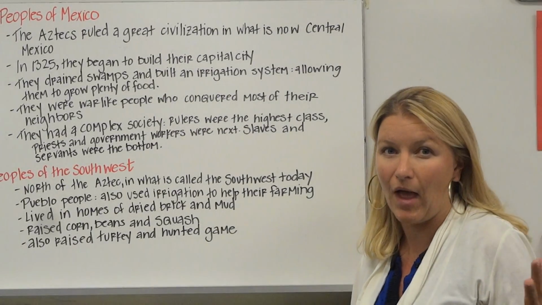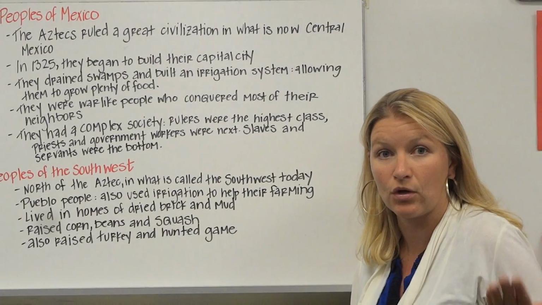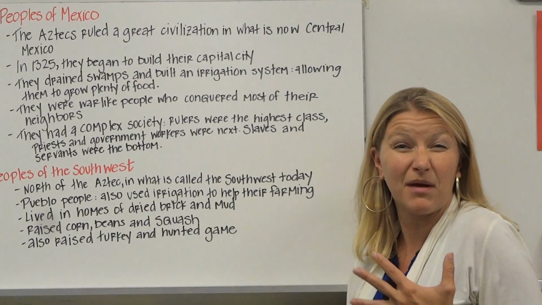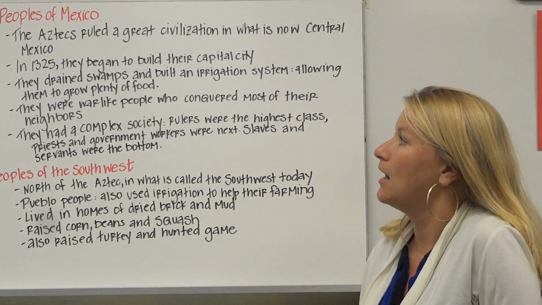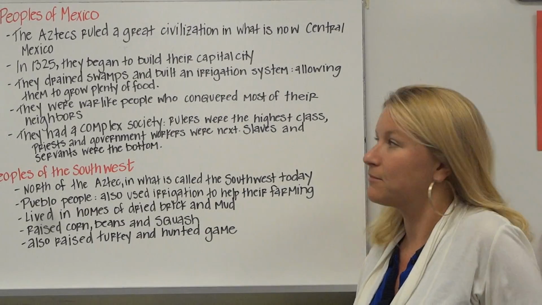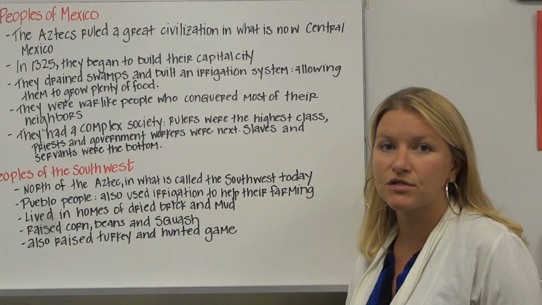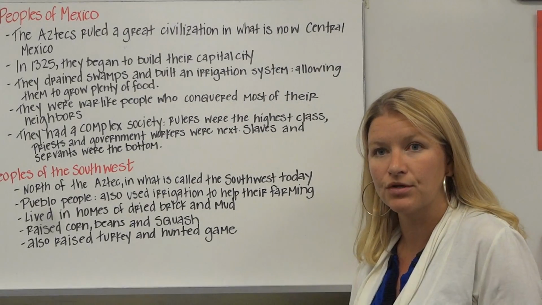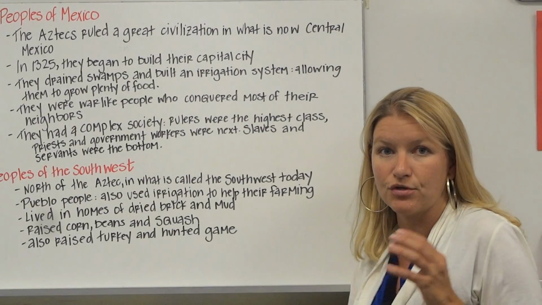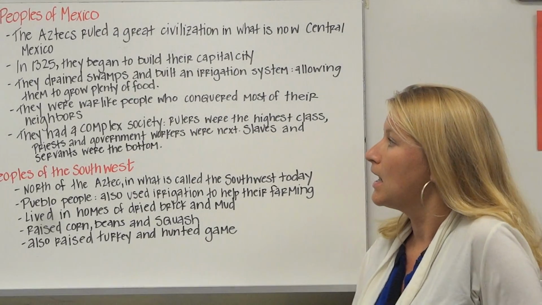It actually allowed them to grow excess food, which was nice for the colder months or the months that might have been more dry. They were very, very warlike people. They conquered most of their neighbors and turned their neighbors into slaves or used them as their wives typically.